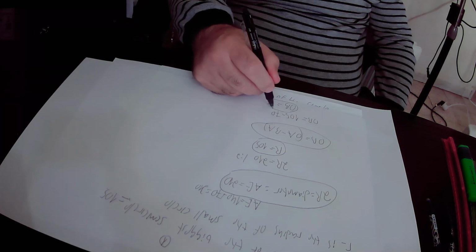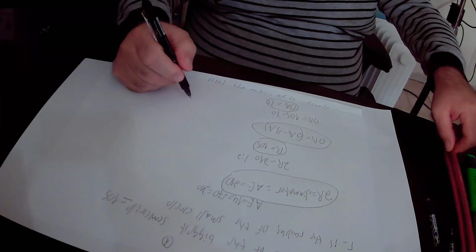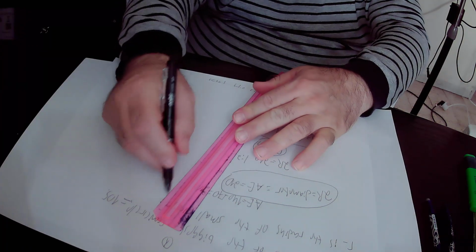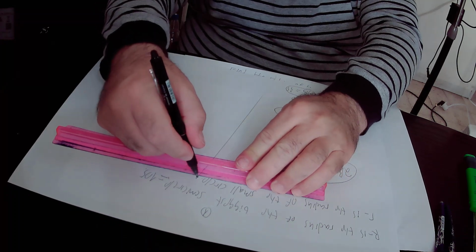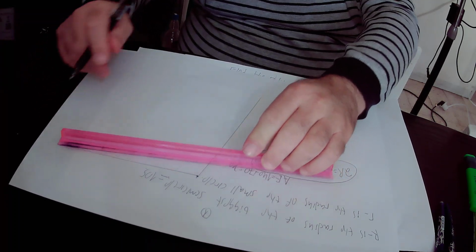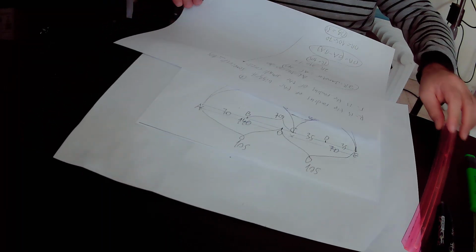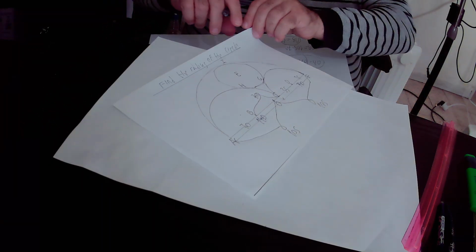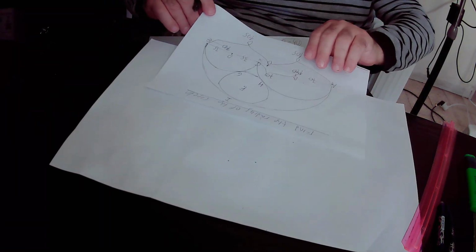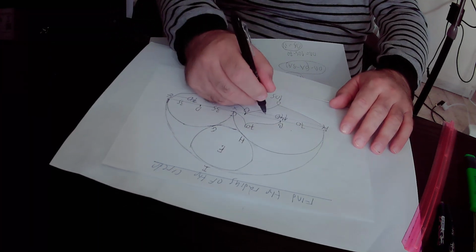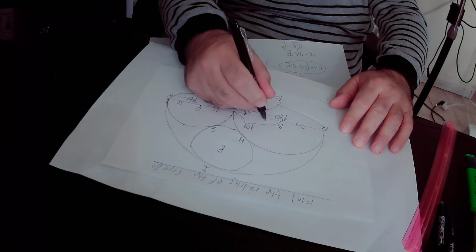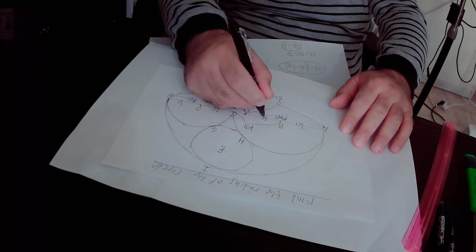So I write down in the drawing itself that line segment OB equals 35 units in its length.